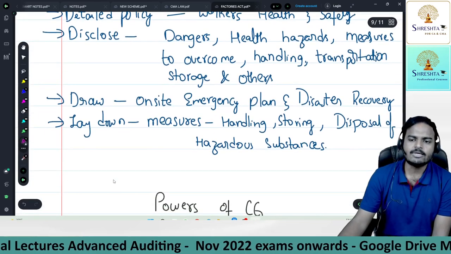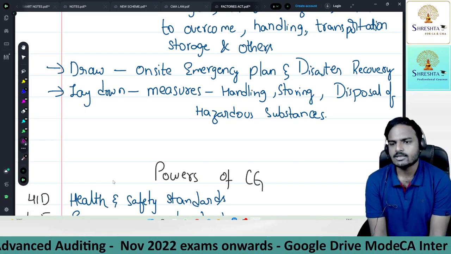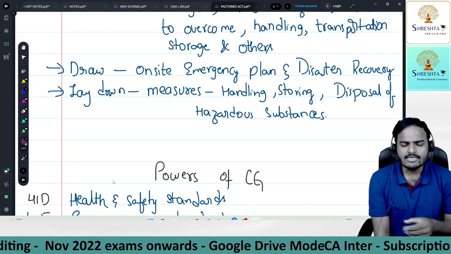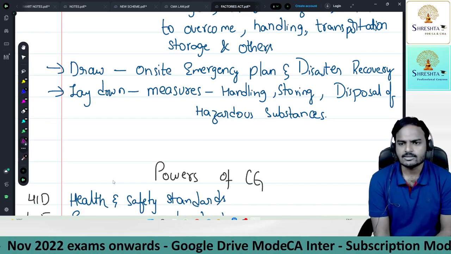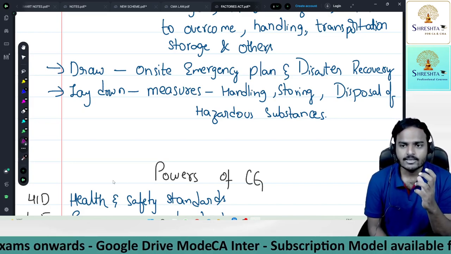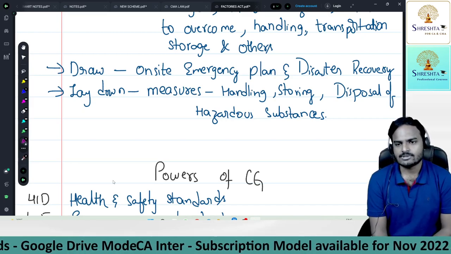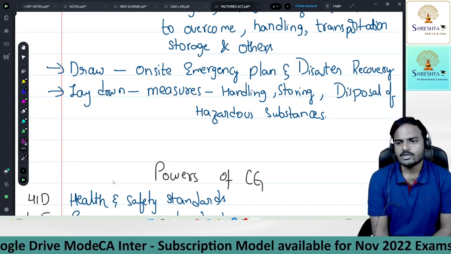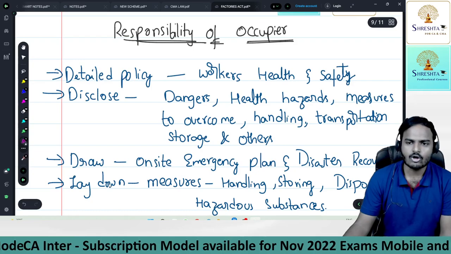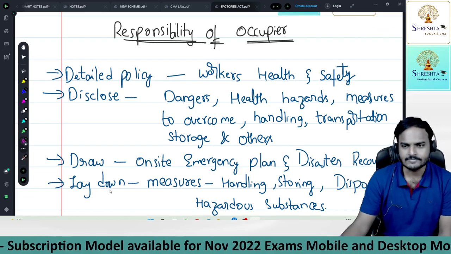Next one, lay down the measures for handling, storing, and disposal of hazardous substances. Suppose sulfuric acid or sulfur, don't touch it directly with layman's hands. Use proper gloves, wear a proper suit, wear a helmet, then only touch the items. So preserve the items, dispose of the items. So these are the steps. Who will take care of all these activities, sir? Occupier. It is the responsibility of the occupier. That's why we studied the definition of occupier. Who is the occupier? One who has ultimate control over the affairs of the factory.